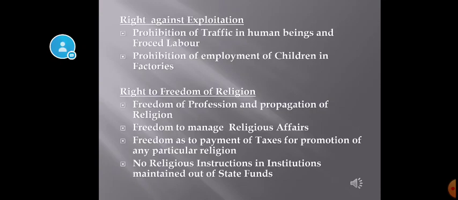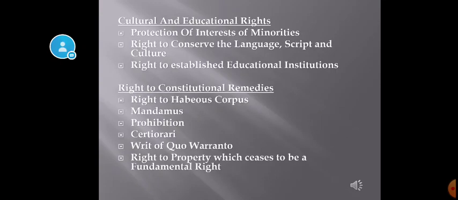The Constitution thus aims to establish a secular state. It allows equal freedom of faith and worship to all. So these are the points which come under the right to freedom of religion. Now our fifth point describes the cultural and educational rights. In this we have different subcategories. The first is protection of the interests of minorities.